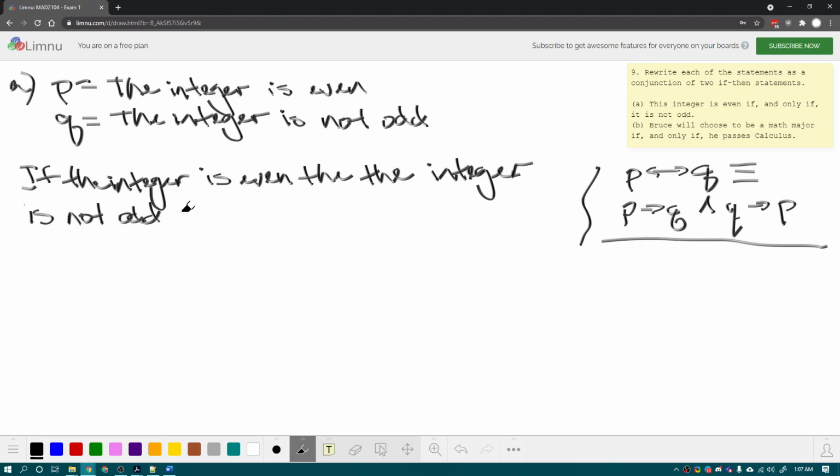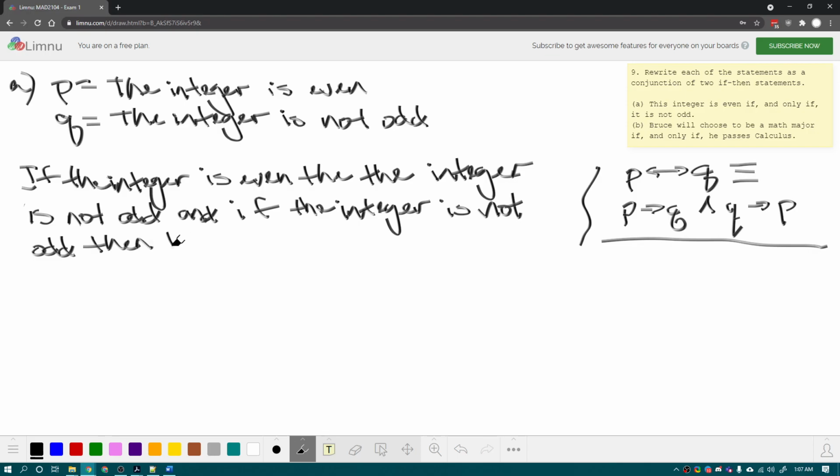And now it's the opposite, if Q, then P. So if the integer is not odd, then the integer is even.